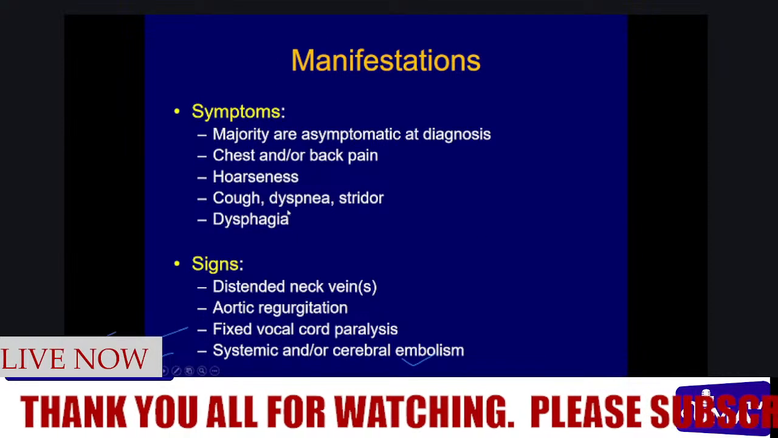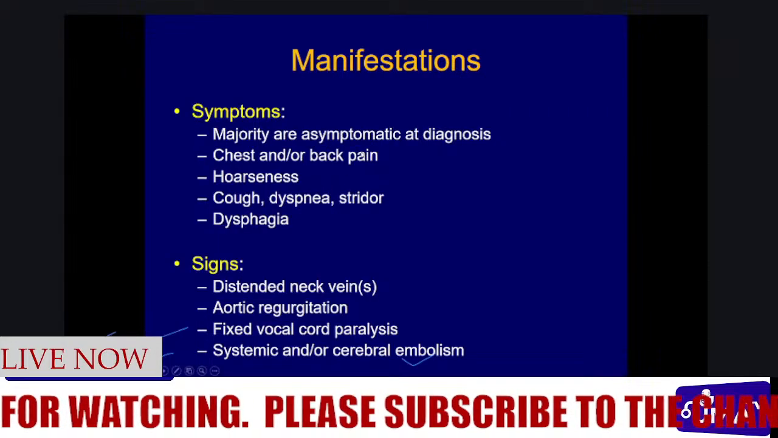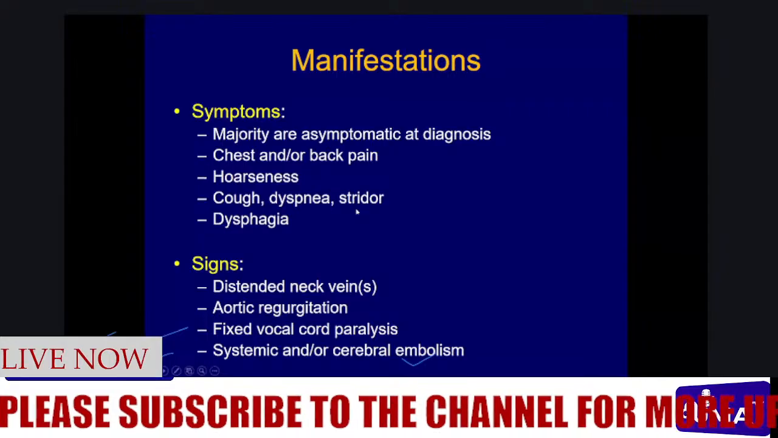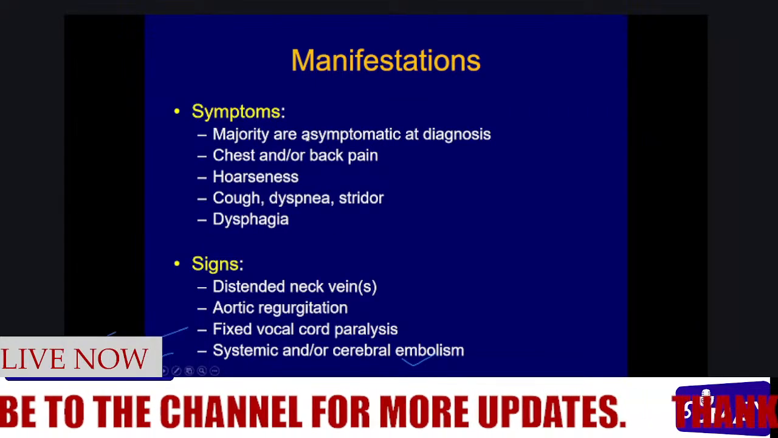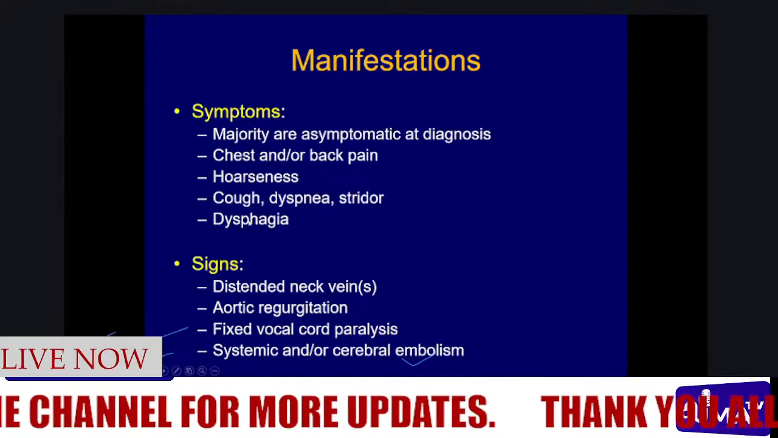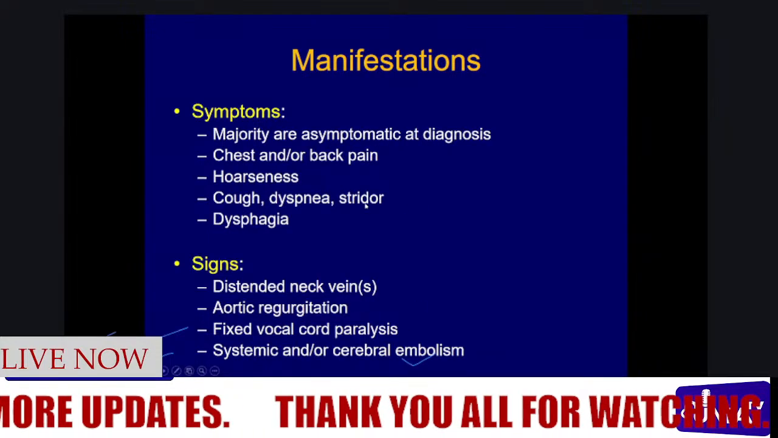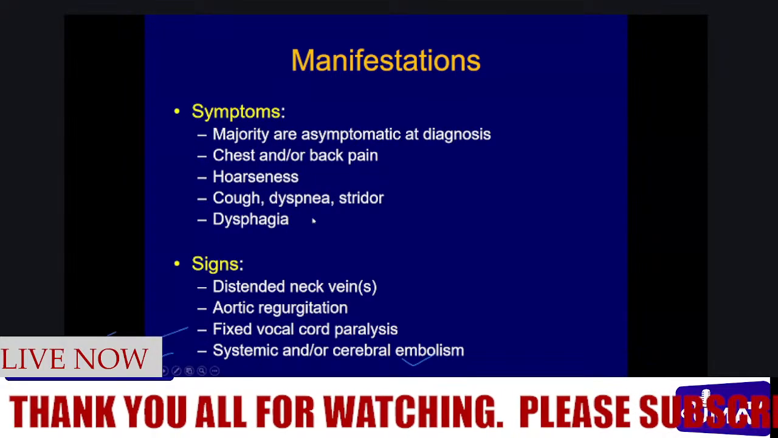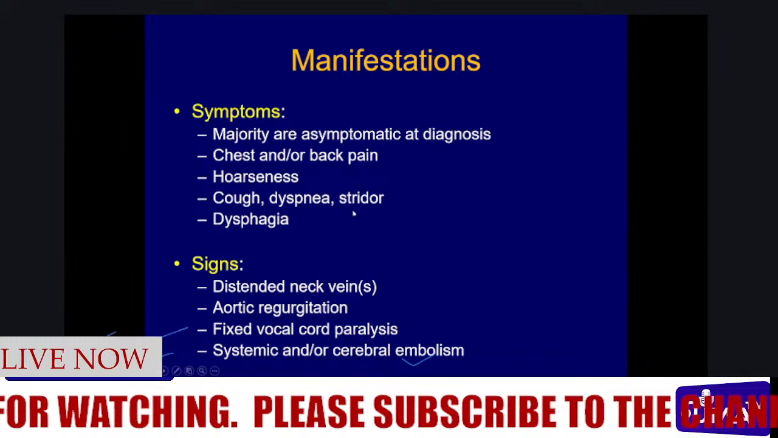These are the symptoms of aortic aneurysms. The majority of them are asymptomatic. So when you get a patient with a bicuspid aortic valve on echo, or they come in with Marfanoid features, always look out for some of these symptoms. It has to be directed questioning: chest pain or back pain, hoarseness, like my voice now, but mine is infectious, cough, dyspnea, or stridor.